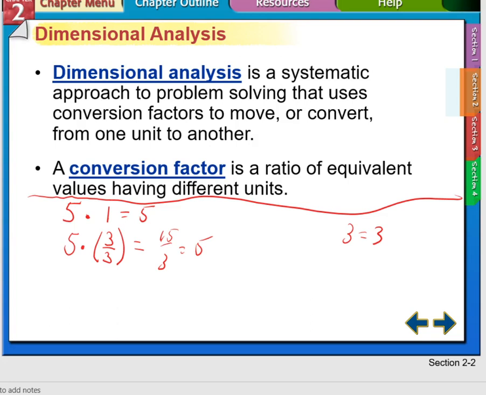So for instance, suppose we have 1 yard equals 3 feet. That's equal, right? I call this a conversion factor. You can have 1 yard over 3 feet, or 3 feet divided by 1 yard. Those are all equal to 1, and we just said multiplying by a form of 1 is allowed.